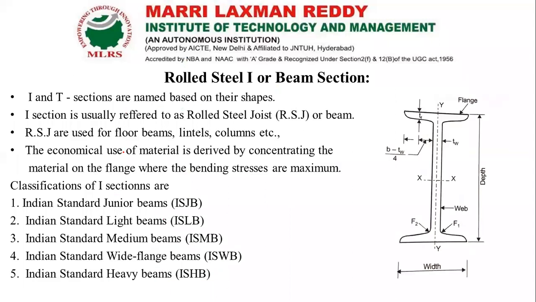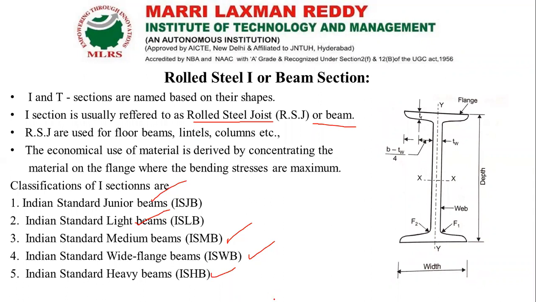So the rolled steel I section. In the structural handbook we can find their properties, everything. This is our flange section, this is our web portion, and this is our flange section. Based on that, it takes the load; we are going to call it a rolled steel joist, or else rolled steel beam. So ISJB, Indian Standard Junior Beams, ISLB, Indian Standard Light Beams, ISMB, Indian Standard Medium Beams, ISWB, Indian Standard Wide Flange Beams, and Indian Standard Heavy Beams, ISHB. These are all the types of beam section we can have. Not only for beams, we can use these even for columns.